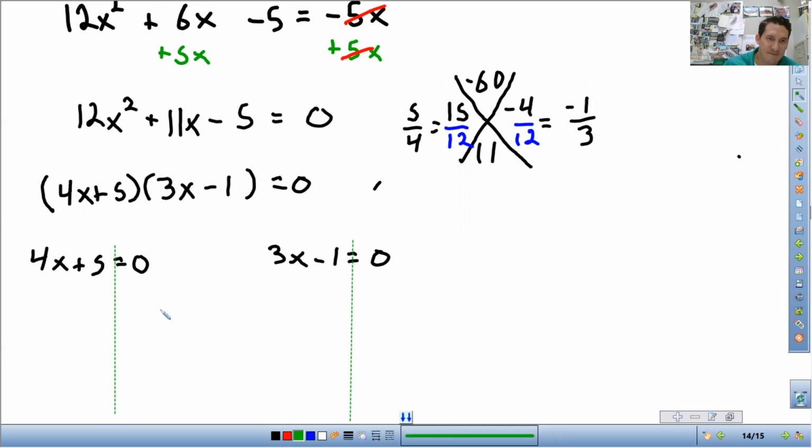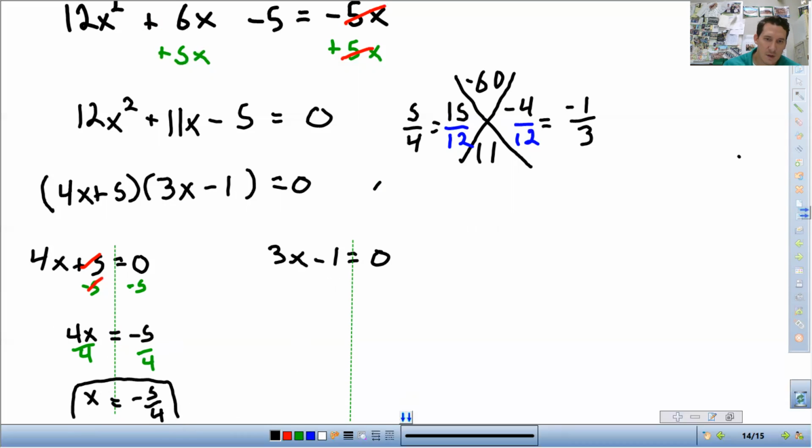Starting over here, you're going to subtract 5 from both sides. So plus 5 minus 5 cancels out. You get 4x is equal to -5. Divide both sides by 4. You get x is equal to -5/4. Add 1 to both sides. This cancels out. You get 3x is equal to 1. And then divide by 3. x is equal to 1/3.